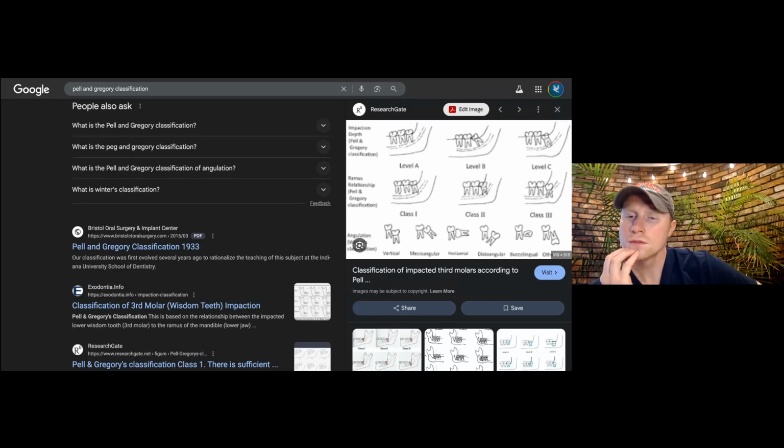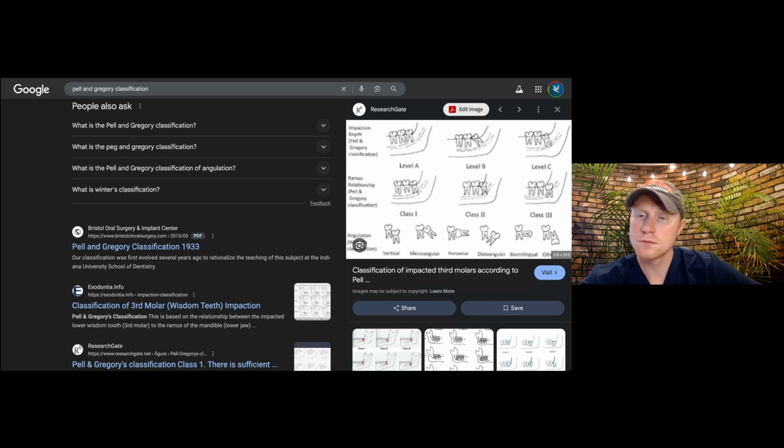Position C. Full bony impaction means the tooth is completely encased in bone, below the occlusal plane of the second molar. You didn't mention position C, you brainless gnat.